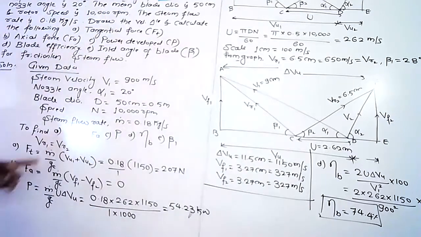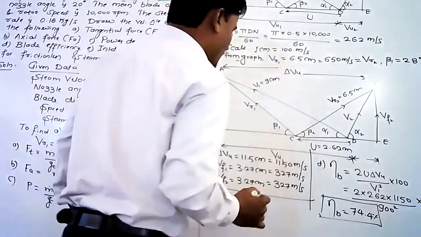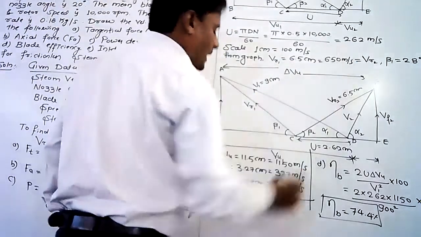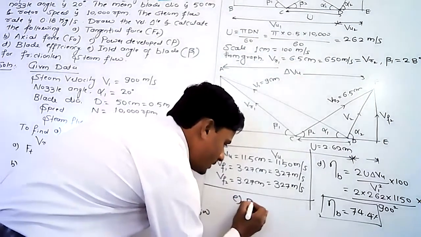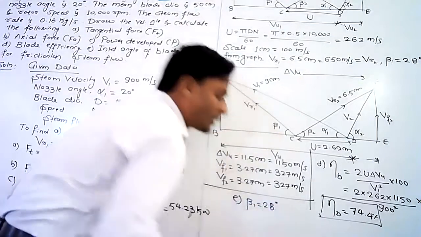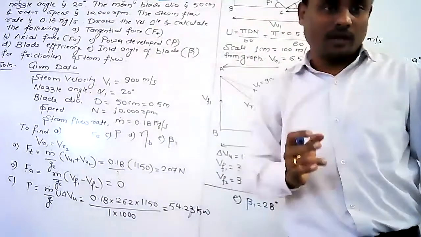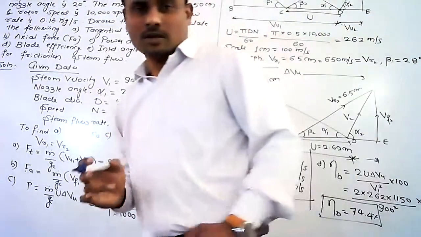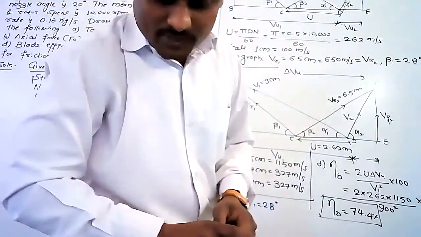The last bit is beta 1, which is already calculated. Beta 1 equals 28 degrees. The answer for the last bit, E bit, is beta 1 equals 28 degrees. So kindly add one more sentence in the question, that the blades are equiangular. Then only we can take beta 1 equals beta 2. Okay, hope this is clear.